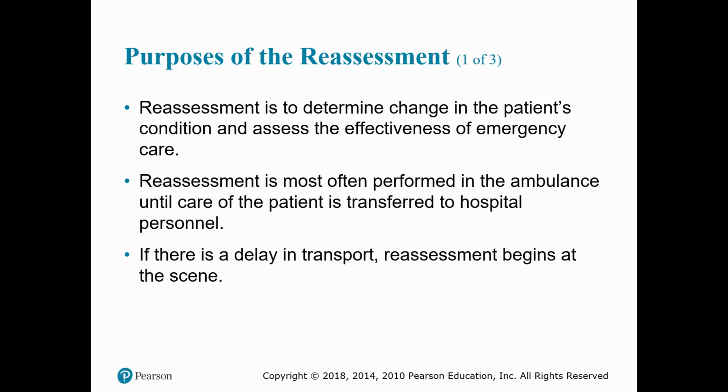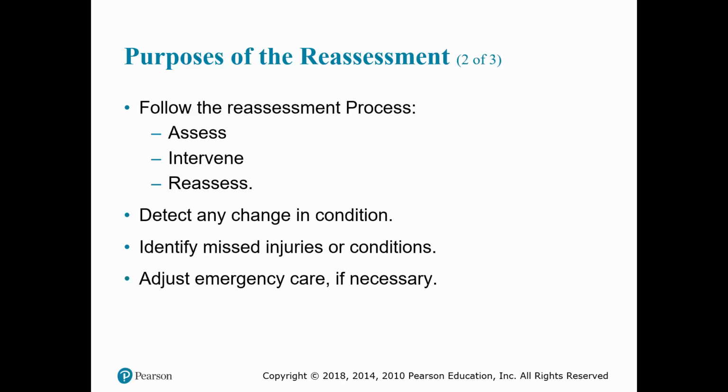And think about what are some potential consequences of failing to reassess patients, what they could be. You will get into a rhythm and develop a process: assess the patient, intervene, and then reassess. Be sure that you can detect any change in the condition of that patient. You can identify missed injuries or conditions, and this enables you to adjust your emergency care if necessary. When we're trying to detect the change in the patient's condition, when we're reassessing, rapid deterioration is commonly due to continued blood loss, airway compromise, patients not breathing adequately or oxygenating adequately, the patient's got poor perfusion, or they possibly have a brain injury.